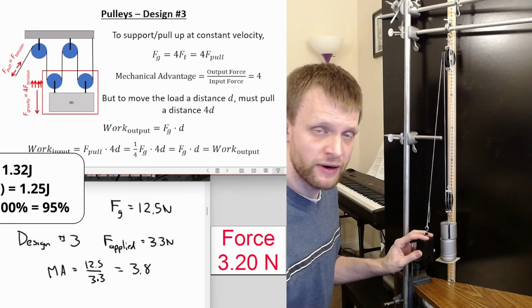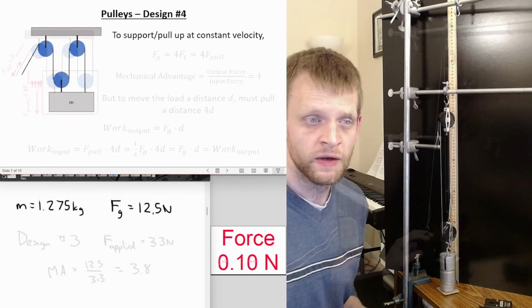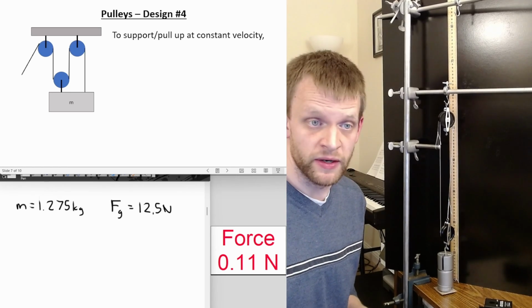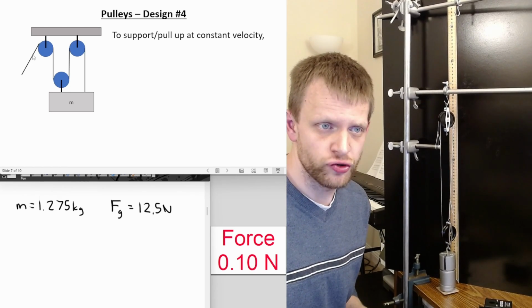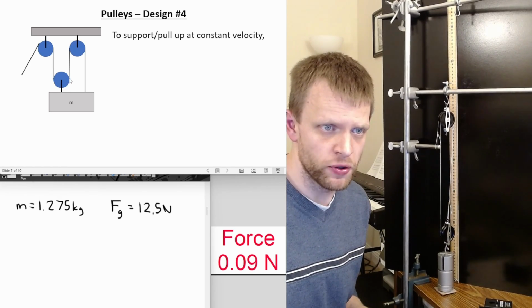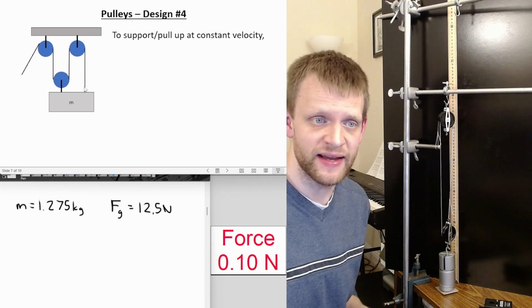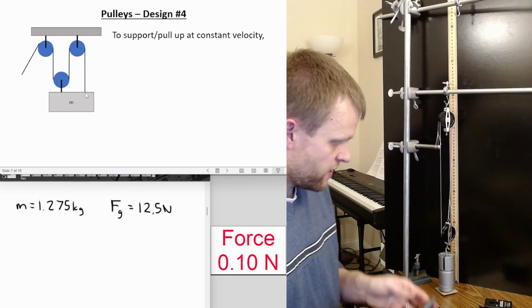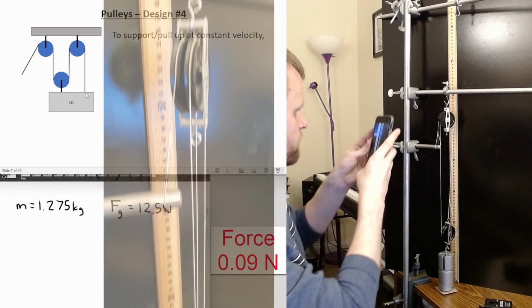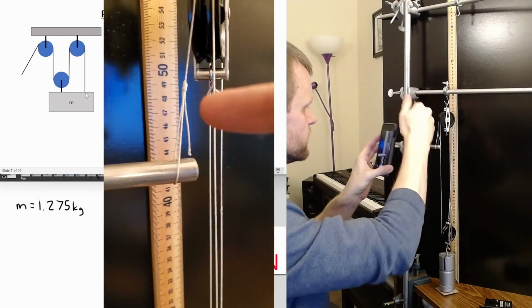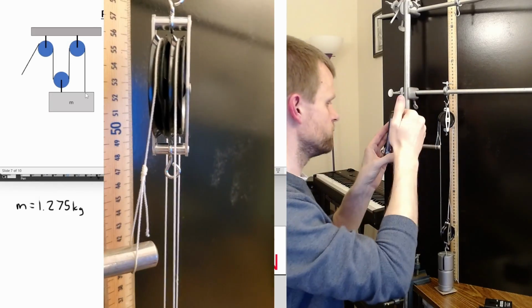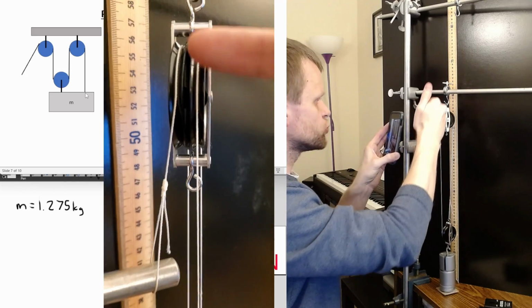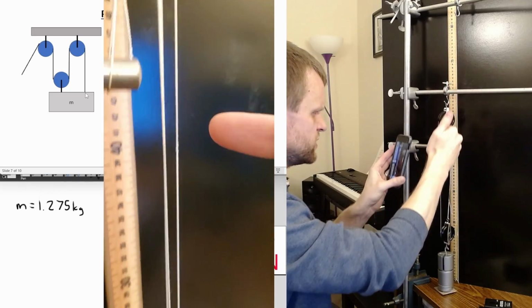So let's play around with some other designs as well. For design number 4, we've got another setup where I take the string, wrap it around the 2 pulleys, a 3rd pulley, and then connect that directly to the mass. And for comparison, again, it's going to be hard to see on this camera, but hopefully it'll be easier to see on this one. We've got that string, it wraps around the outside part of that pulley.